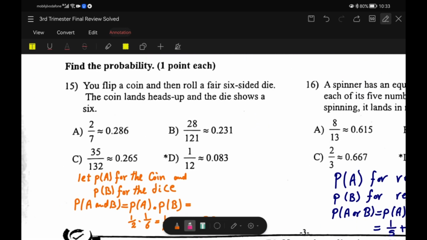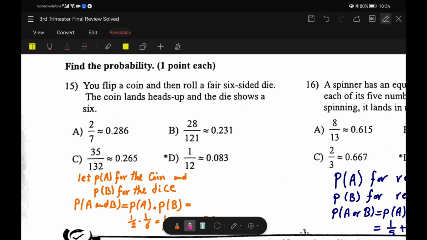Find the probability. You flip a coin and then roll a fair six-sided die. The coin lands heads up, and the die shows a 6. Okay, let's say that the probability of flipping a coin will be P of A, and P of B will be for the die, or the number cube.